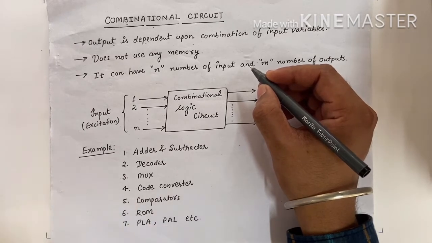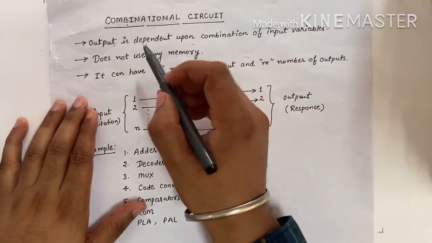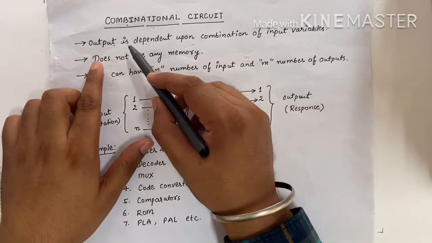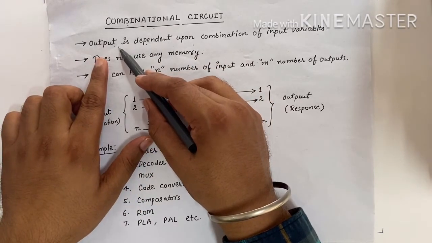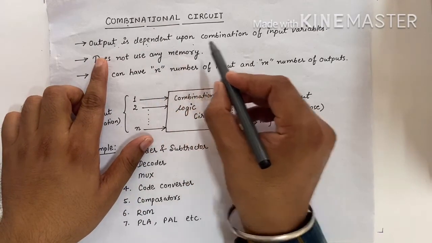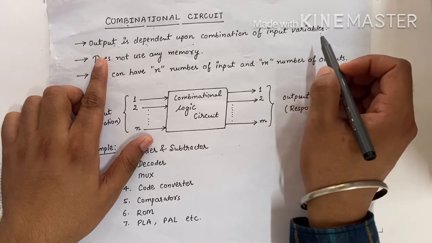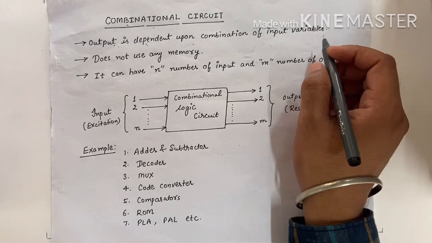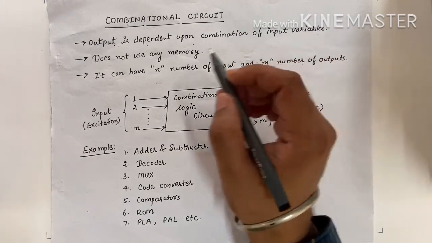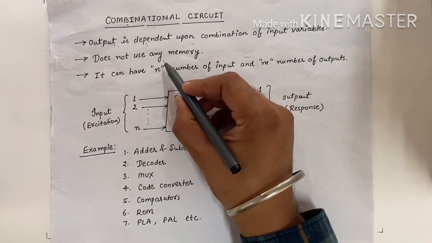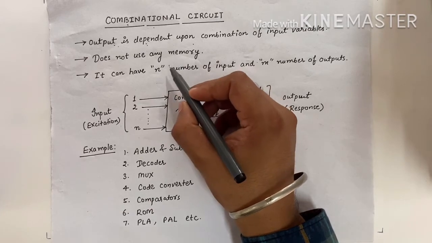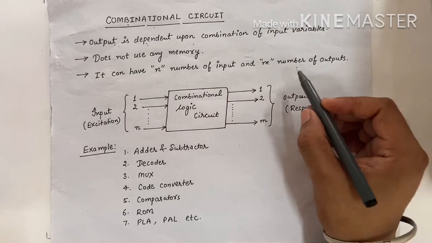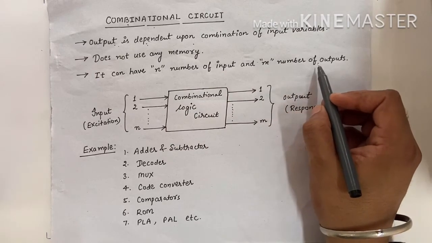Today I am going to discuss combinational circuit. Firstly, we will learn what a combinational circuit is. In a combinational circuit, the output is dependent upon the combination of input variables. The output is only dependent on the input variables. Second point, it does not use any memory. If it has n number of inputs, then there are m number of outputs.